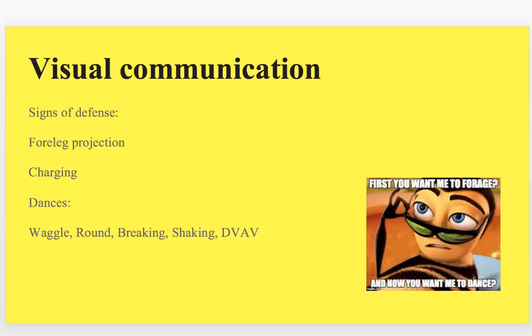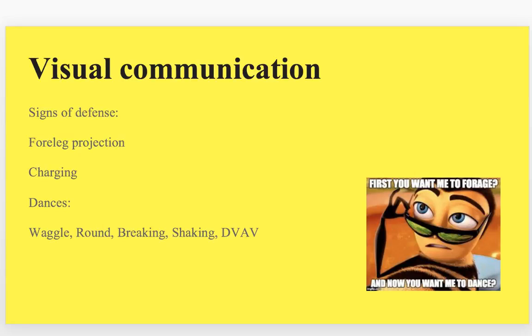Another visual defense mechanism is charging. Honeybees will dart towards the enemy like a bull with its horn projected forward. Most of the time, this will be done by soldier bees. Of course, honeybees are notorious for their dances. These dances communicate to other foragers, recruiters, and workers.